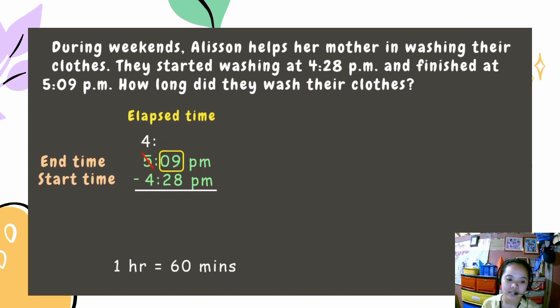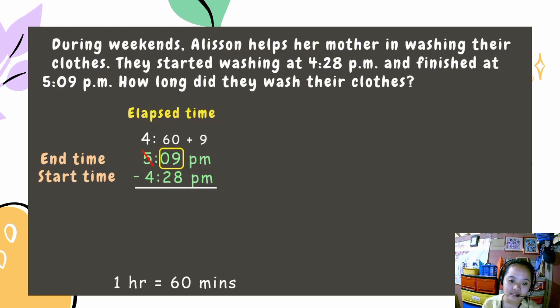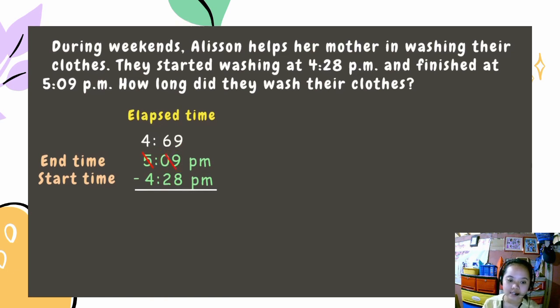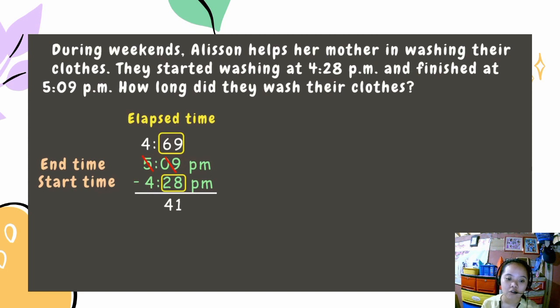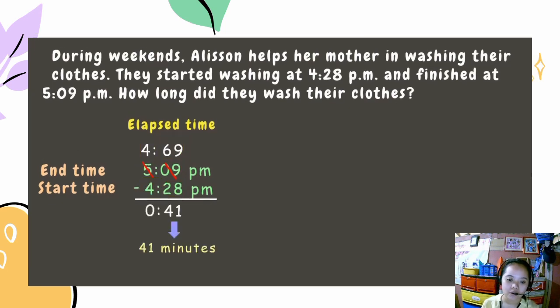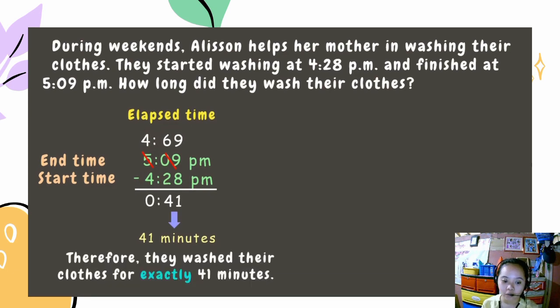Since we borrowed 1 hour from 5, this will become 4. And then 60 plus 9 is equal to 69. Now we can subtract because the top number is bigger. So 69 minus 28 will give us 41. Why? Because 9 minus 8 is equal to 1, then 6 minus 2 is equal to 4, and then 4 minus 4 is equal to 0. Therefore, they washed their clothes for exactly 41 minutes.